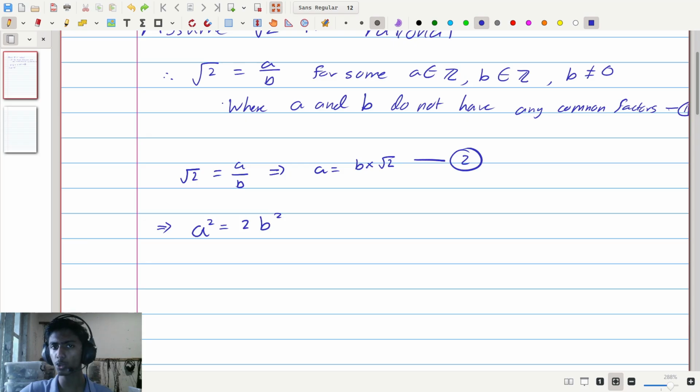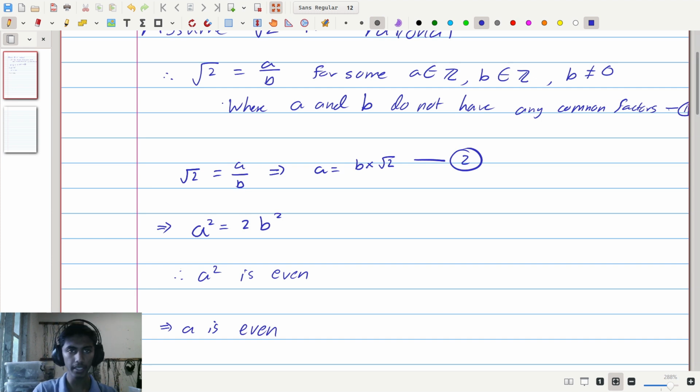So now we have a squared is equal to 2b squared. Now notice, because b was an integer, b squared is also an integer. So a squared is 2 times an integer. Therefore, we can say a squared is even. I hope there are no issues with this, because b squared is an integer, and we define an even integer to be a multiple of 2, as in 2 times some other integer. And this also implies that a is even. How does it imply that a is even?